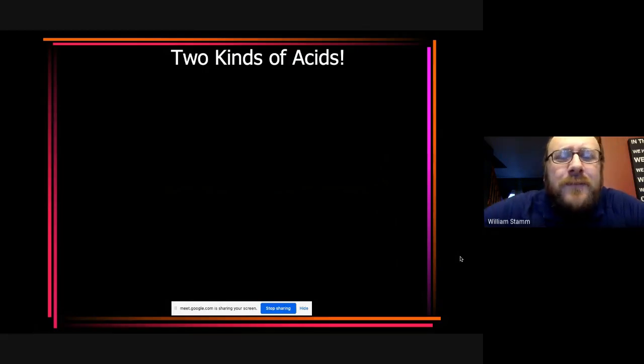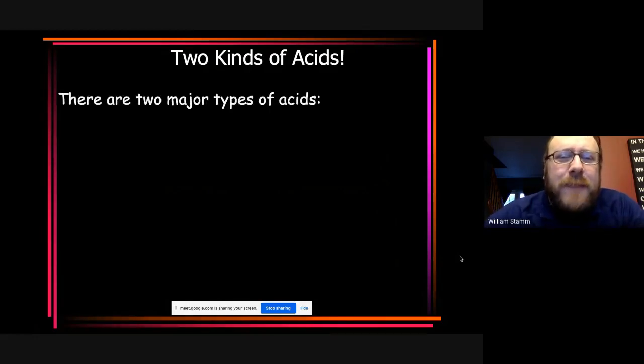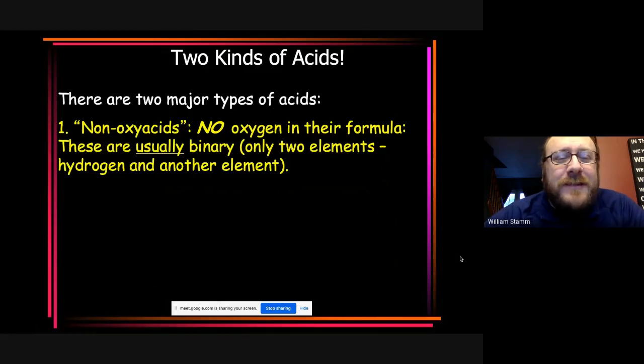So let's start out with that there are two kinds of acids, and the major types of acids are pretty simple. There's the non-oxyacids. Non-oxyacids, as their name entails, have no oxygen in their formula. They're usually binary, which means there's two elements connected together. And these two elements are usually hydrogen and another element. So they're binary meaning two. So there's no oxygen involved. So just a hydrogen and another element stuck together, no oxygen. Those are going to be your non-oxyacids.